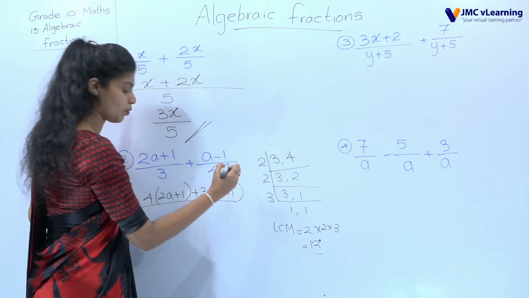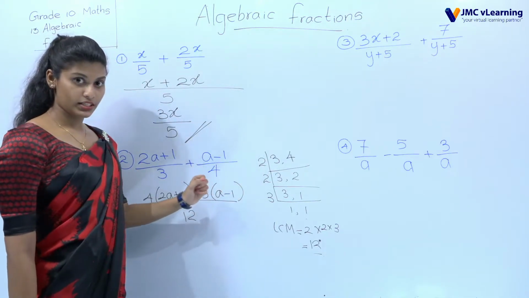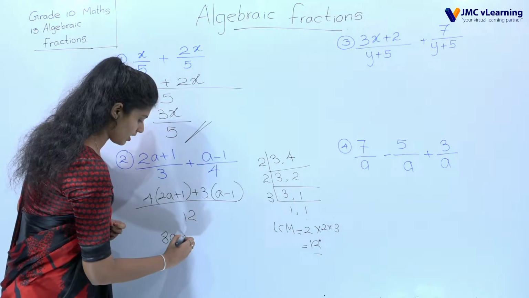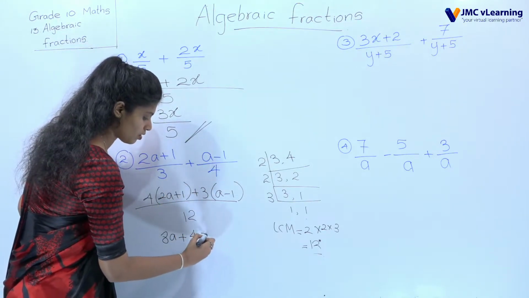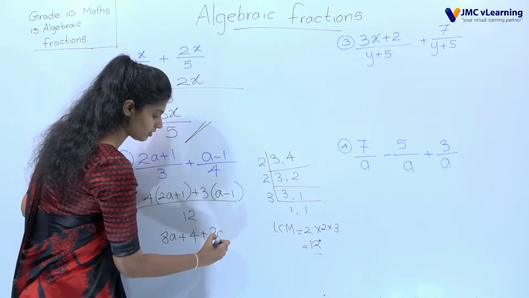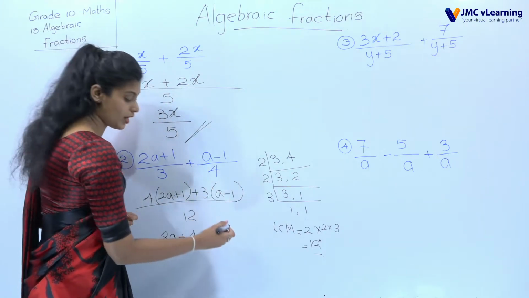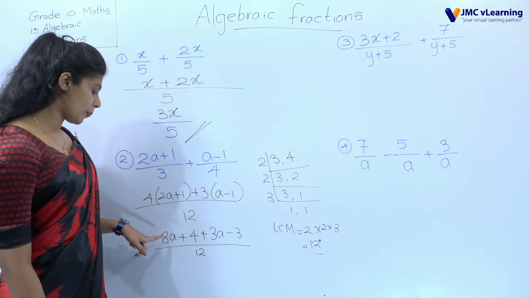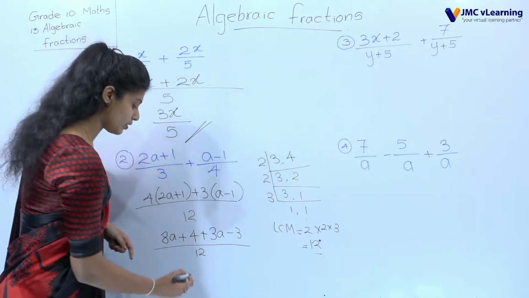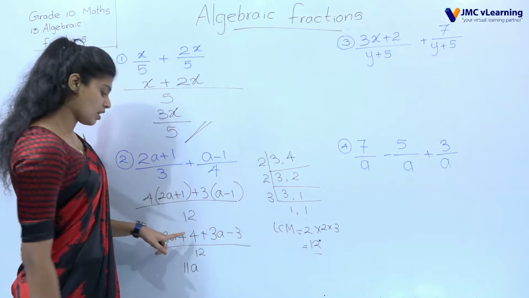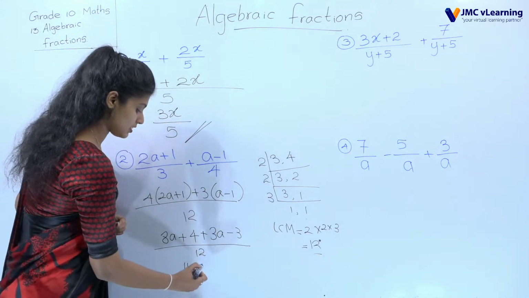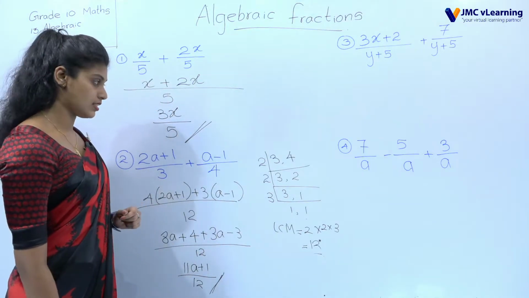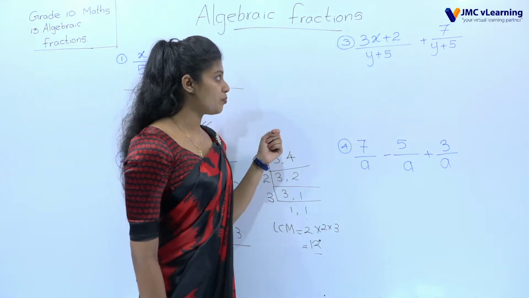a minus 1. Then let's simplify the numerator. 4 into 2a, 8a, plus 4 into 1, 4, plus 3 into a, 3a, minus 3 into 1, 3. Denominator is 12. Let's simplify them. 8a plus 3a is equal to 11a, plus 4 minus 3 is equal to plus 1, over 12. This is the answer. Then let's move to the next example.